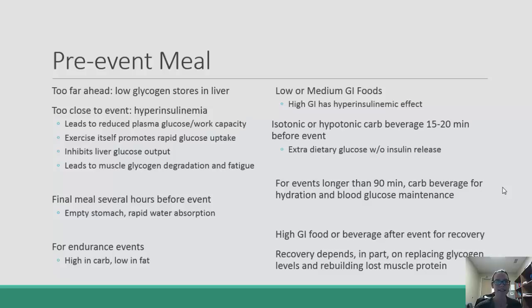And we know that exercise itself promotes rapid glucose uptake. So this is good in some situations. If someone has diabetes, we want to do this. But if we're talking exercise, basically we want to keep a balance here. We don't want to overdo it with hyperinsulinemia, because the exercise itself is already promoting rapid glucose uptake. Also, hyperinsulinemia will inhibit liver glucose output.